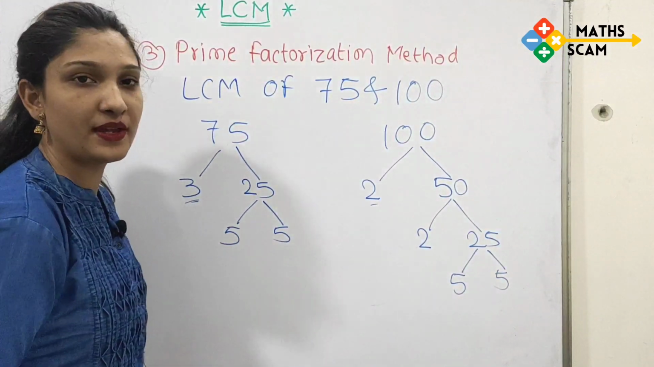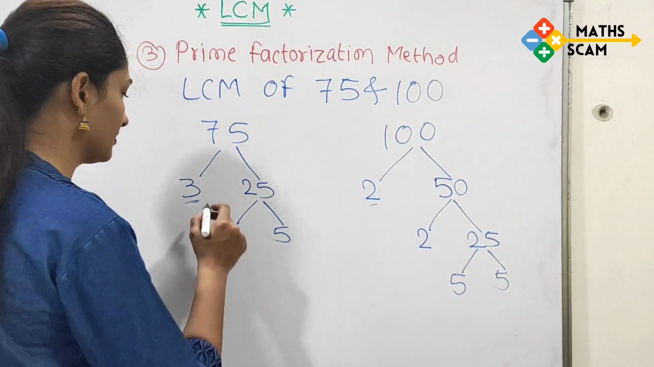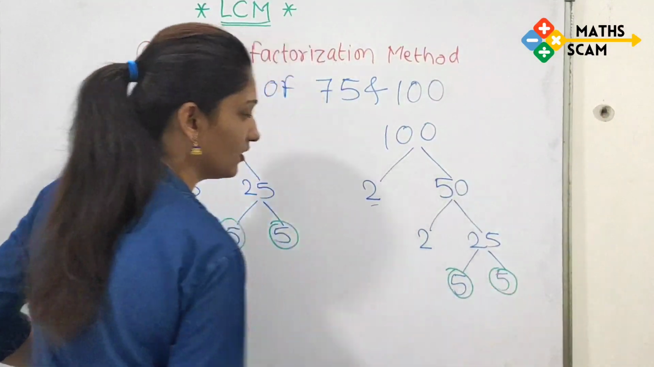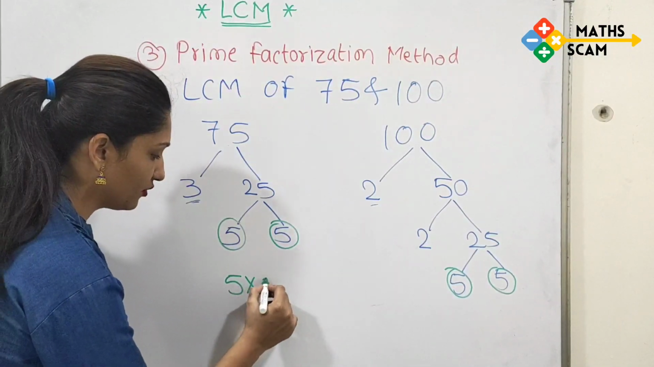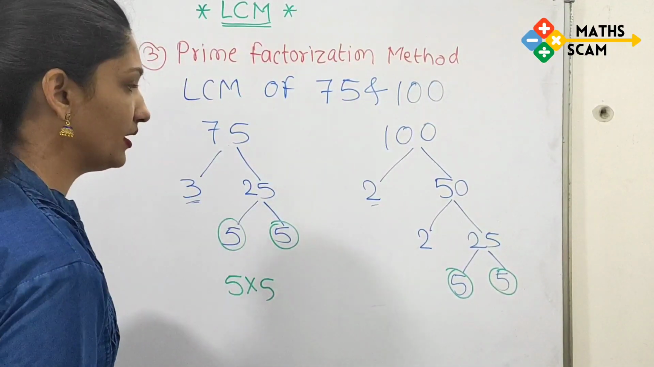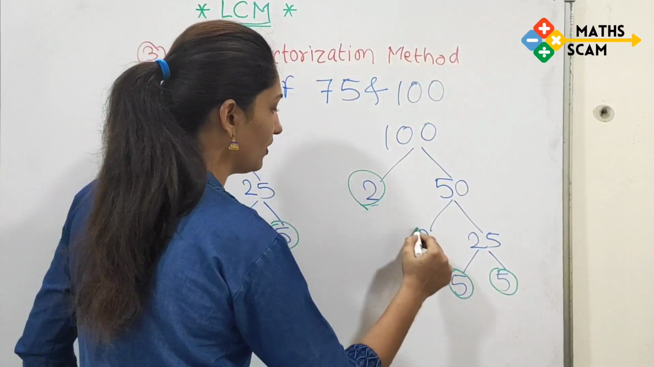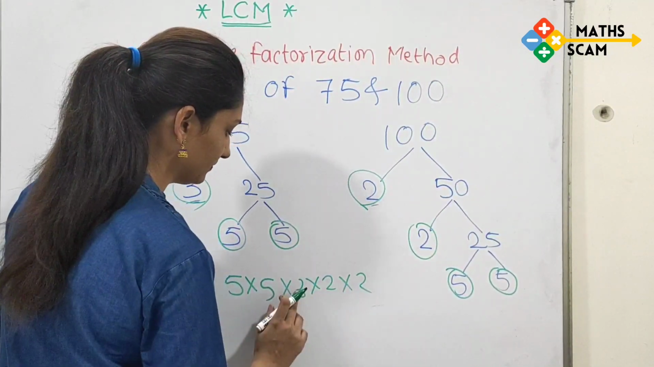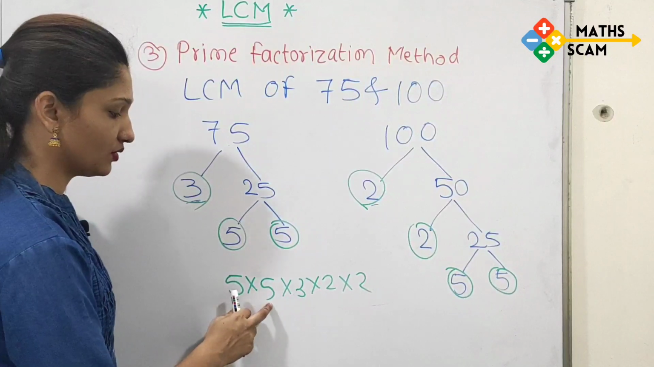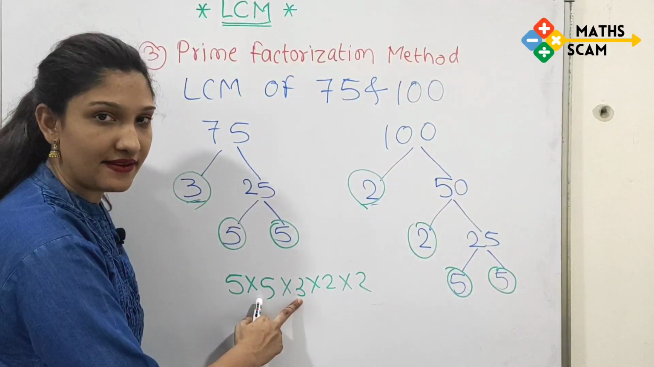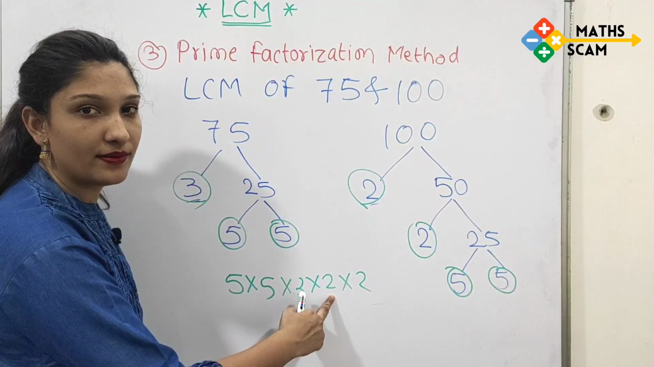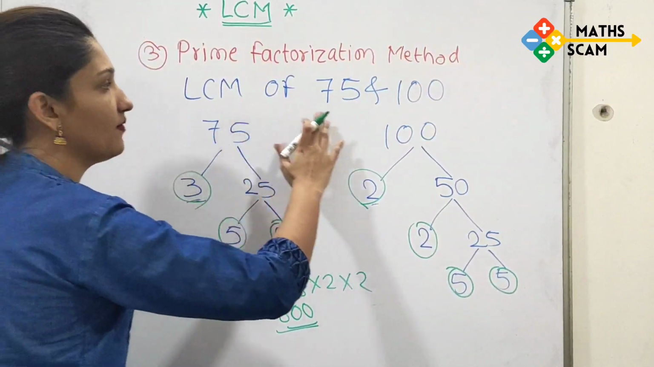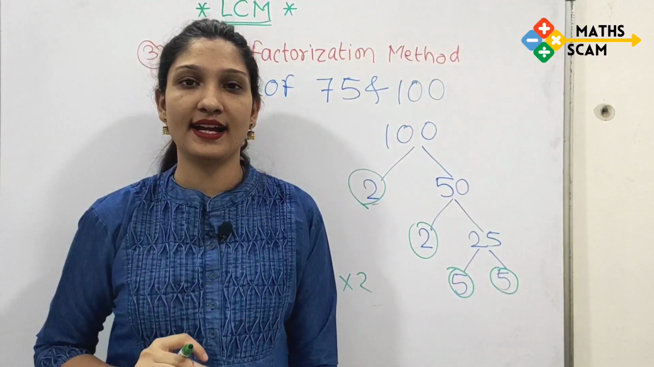Then next step is to find common factors. Common factors are 5 and 5. So write 5 into 5. Next, what is remaining? 3, 2 and 2. Okay, then write 3 into 2 into 2. Multiply these numbers, 5 5s are 25, 25 3s are 75, 75 2s are 150, 150 2s are 300. So LCM of 75 and 100 is 300.